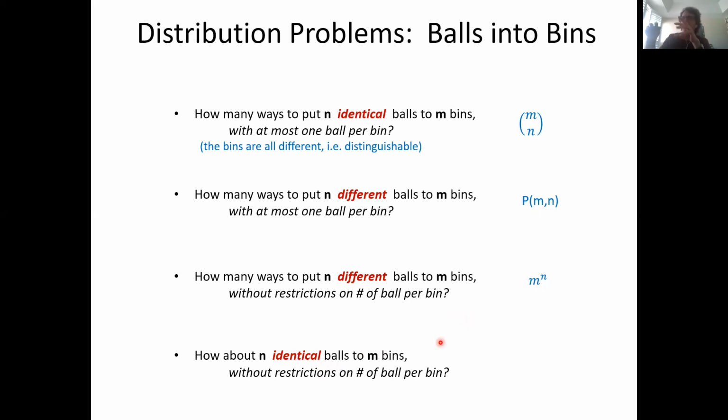Now, what if I change it to identical balls? I have m bins and n balls, and now the balls can come in some multiplicity into a bin.